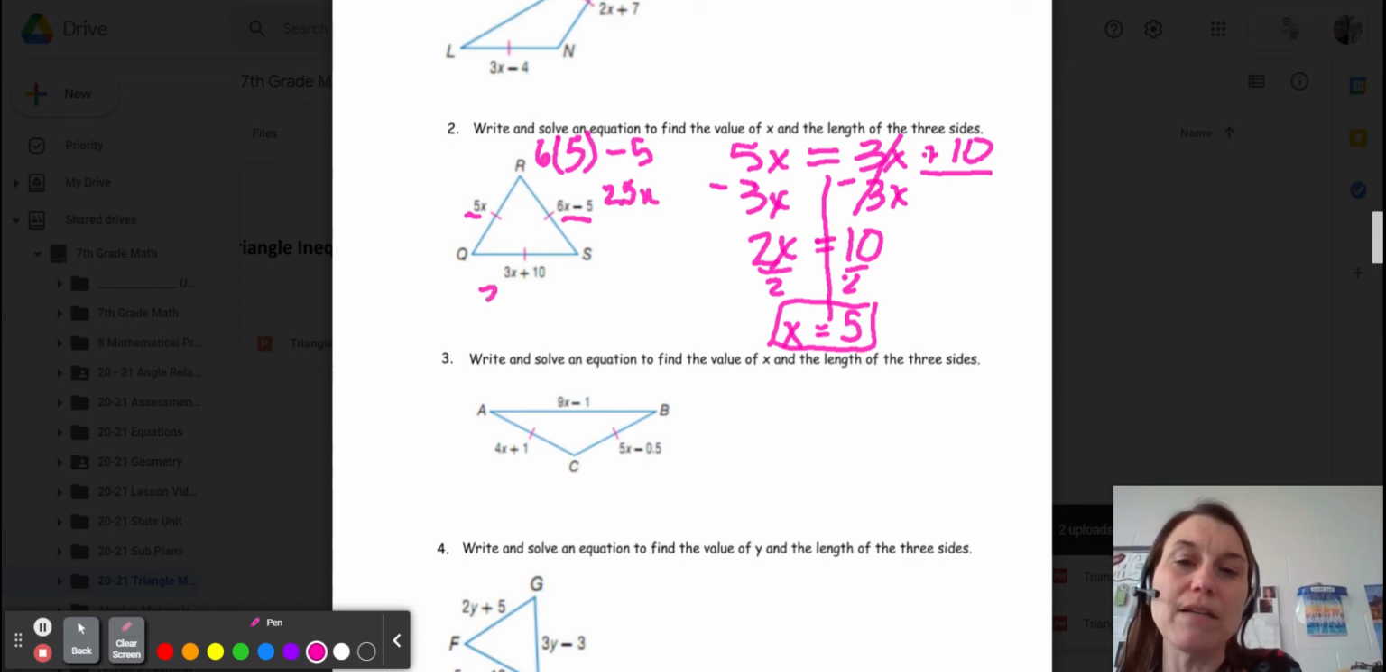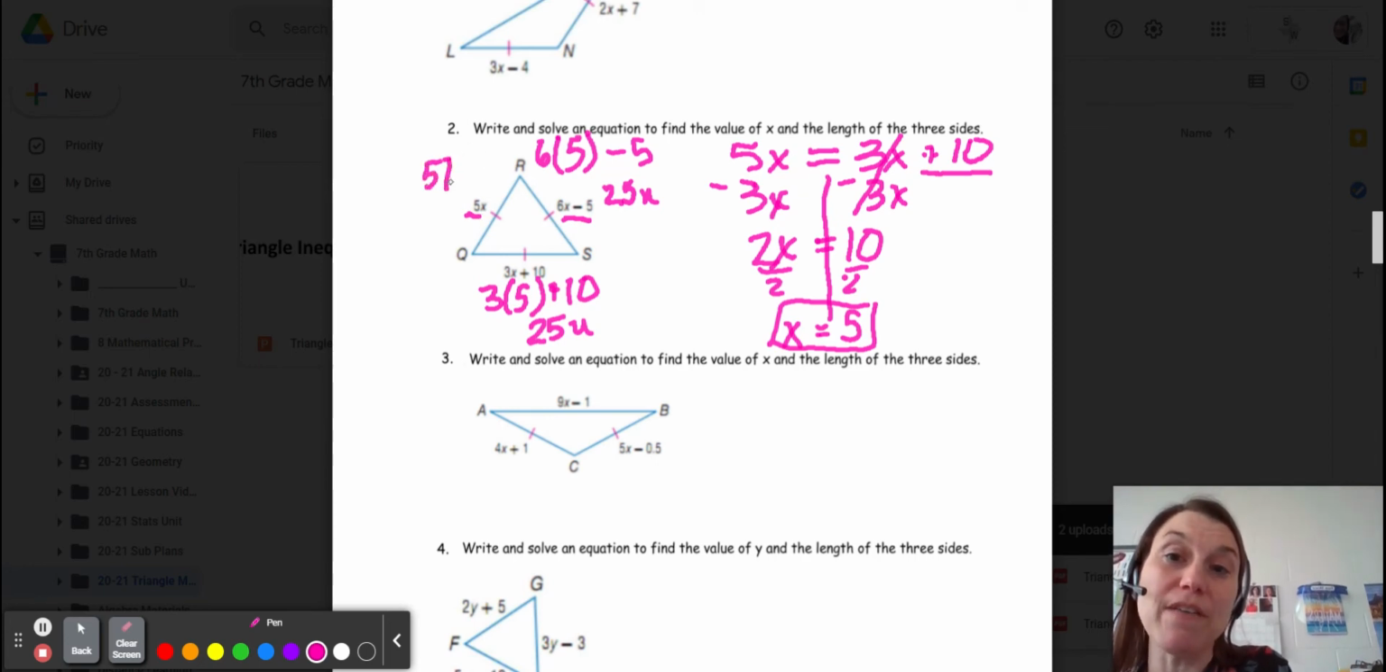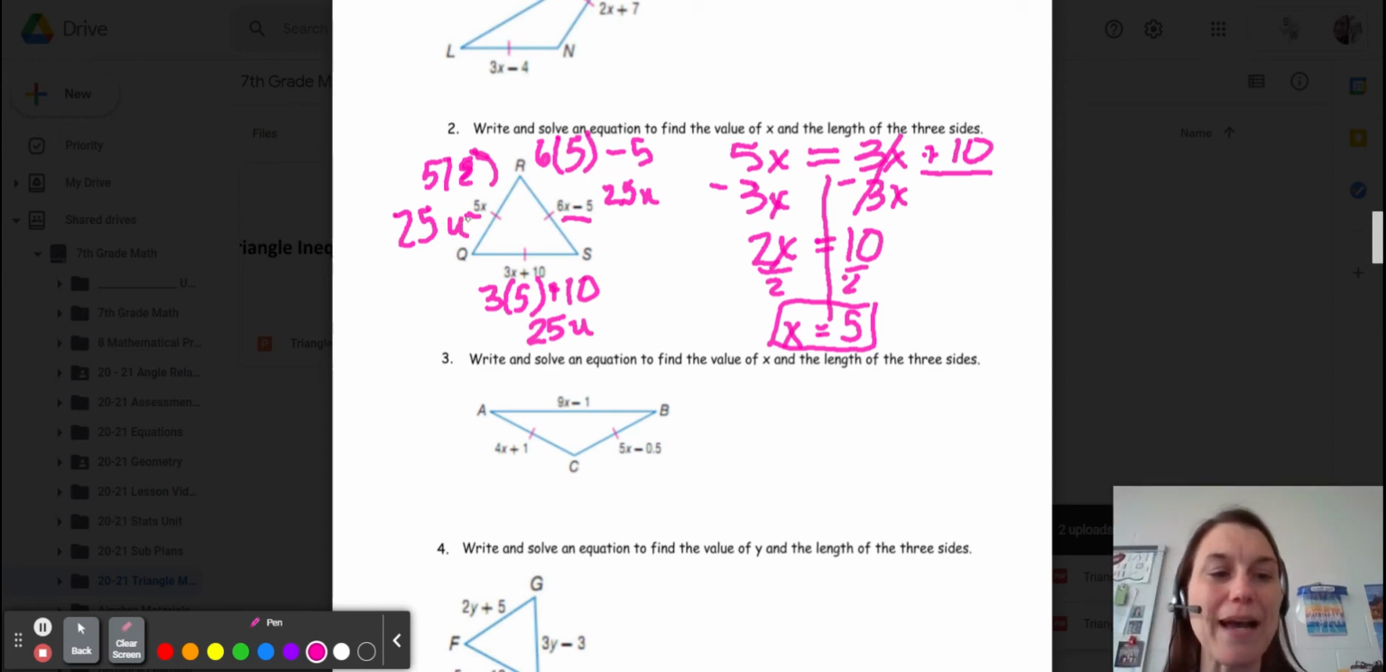Over here, 3, and I'm substituting in 5. 3 times 5 plus 10. Well, 3 times 5 is 15, plus 10 is 25. So this side length will be 25 units. And the last one is the easy one, 5 times 5. Well, 5 times 5 is 25. Look at that. All these sides are 25 units. Yay. It's an equilateral triangle, and it worked. So I have the right equation, and I have the right solution.